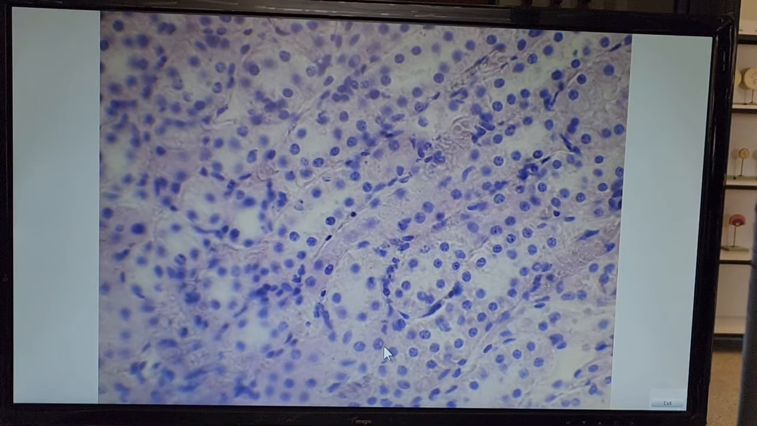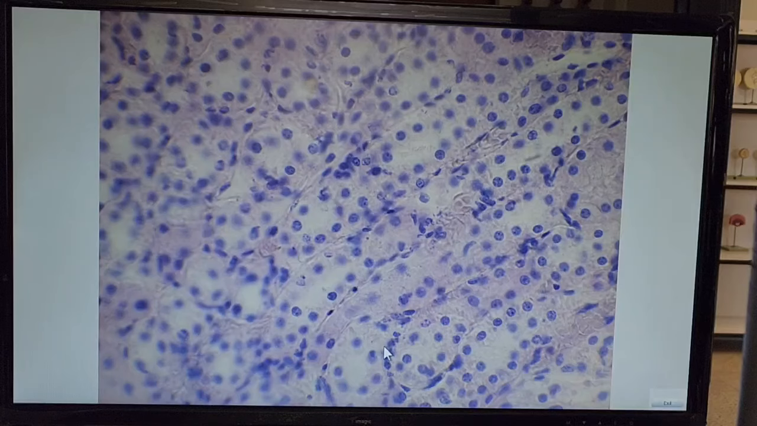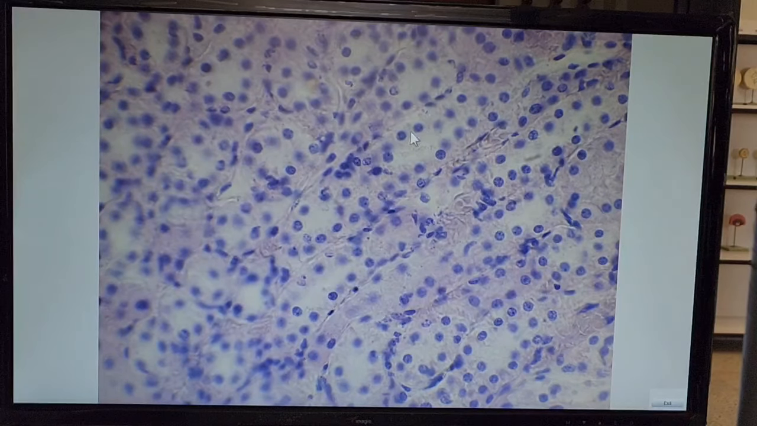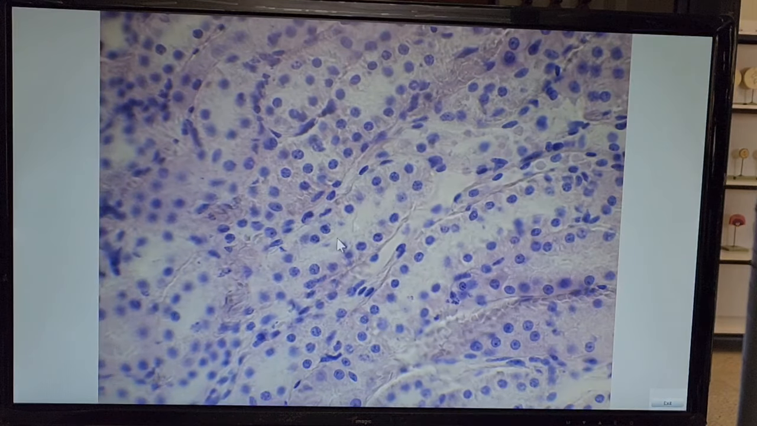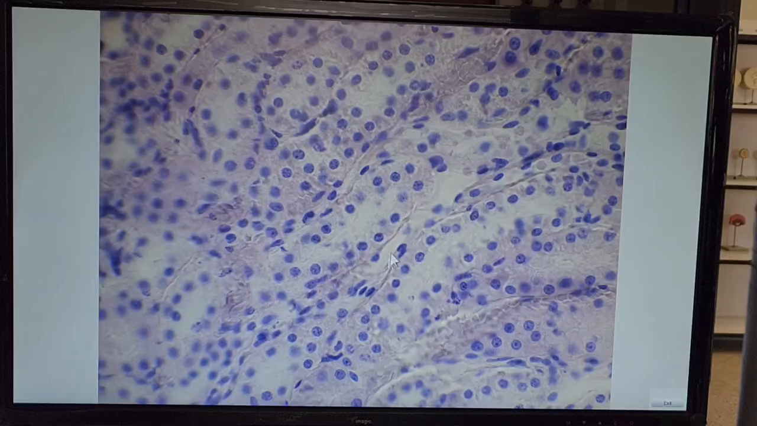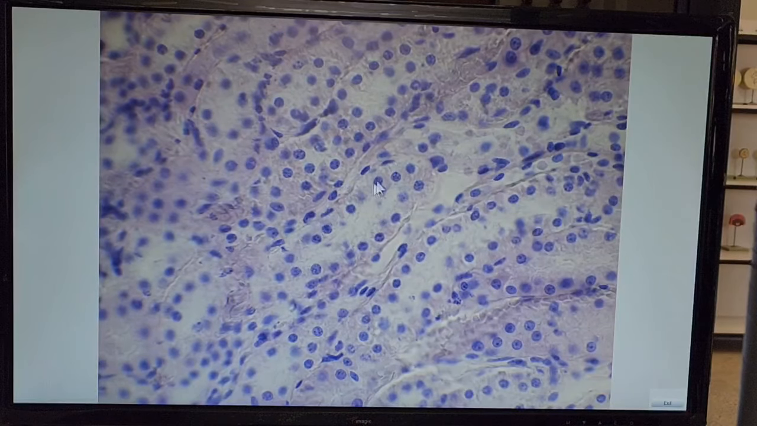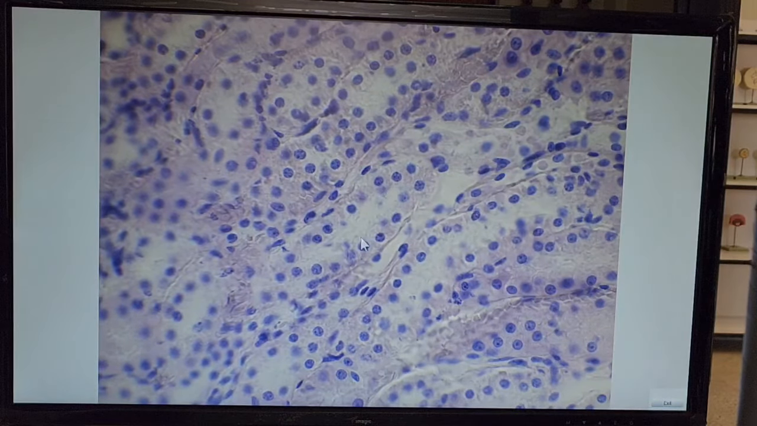In the medulla, or inner medulla, we can see only tubules and collecting ducts. The lining epithelium of the collecting ducts is simple cuboidal epithelium, similar to that of the distal convoluted tubule. Collecting ducts, simple cuboidal epithelium.